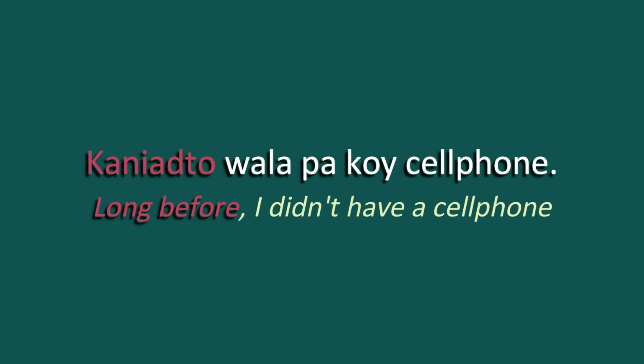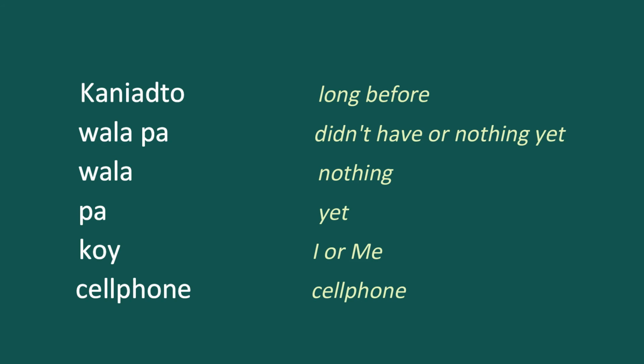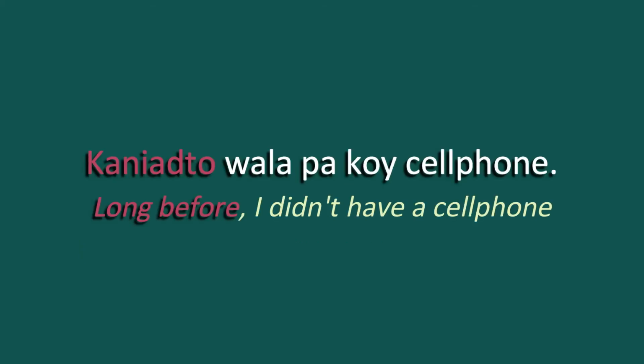Breaking down that sentence, we get Kaniadto, which means long before. Wala pa means didn't have or nothing yet. Wala literally means nothing, and pa means yet in Bisaya. Koy is a short form for ako, which means I or me. And cell phone is self-explanatory. It's a cell phone. So when we put the words together, we get kaniadto wala pa ko'y cell phone. Long before, I didn't have a cell phone.